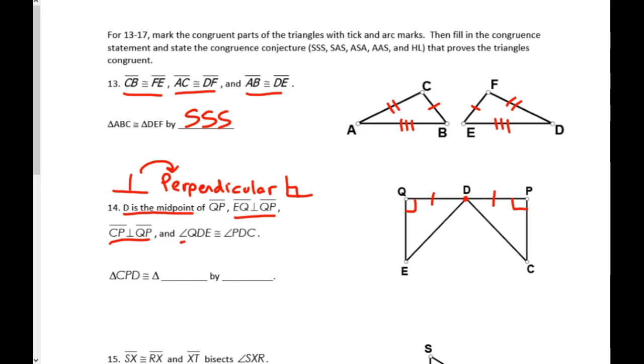And then we have angle QDE is congruent to angle PDC. Please remember, when you see the angle symbol, you're going to put an arc there at the middle letter. So QDE, arc, PDC, arc. And now we answer the question, what are we going to put there? CPD matches up with EQD. Order matters, right? By what? So we have an angle, then a side, then an angle. Arc, tick, arc. Angle, side, angle. All right.